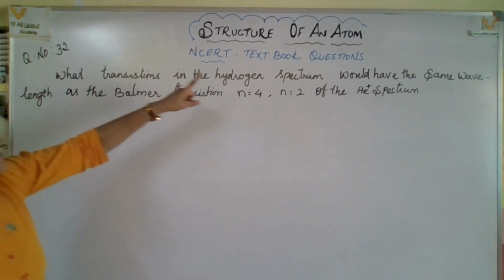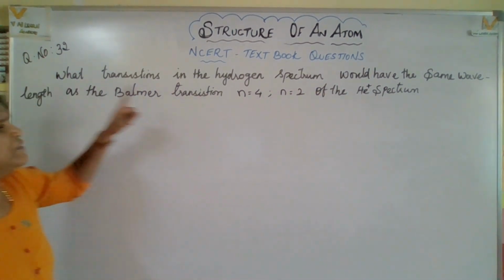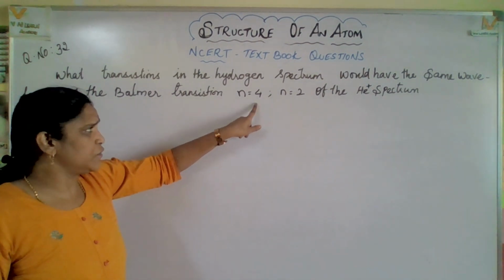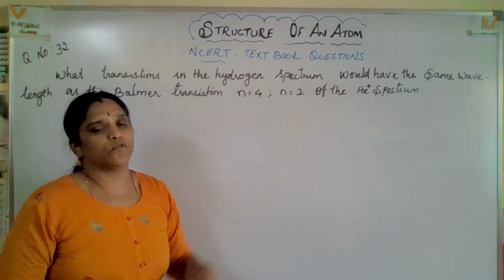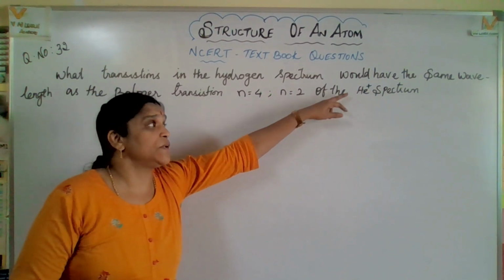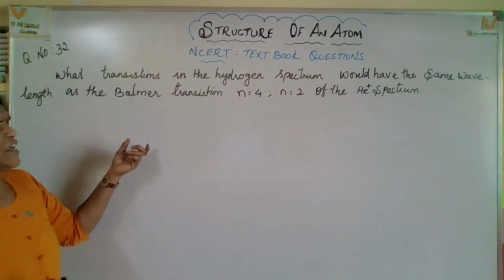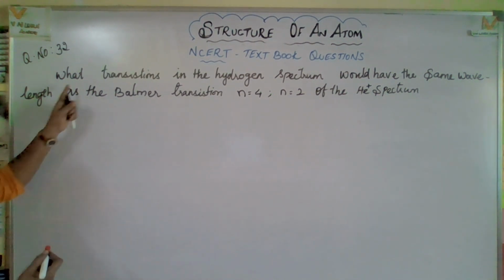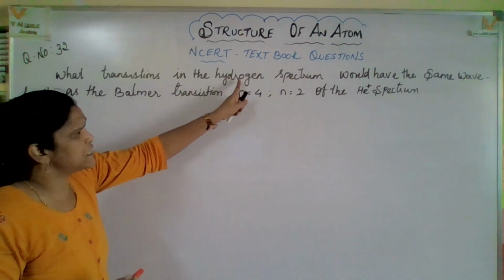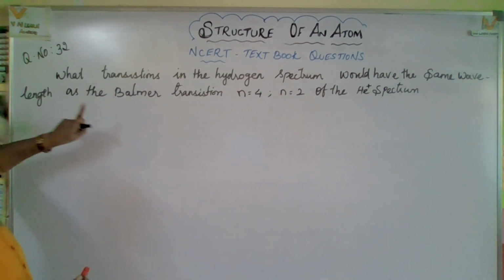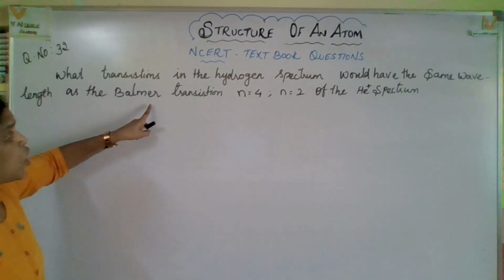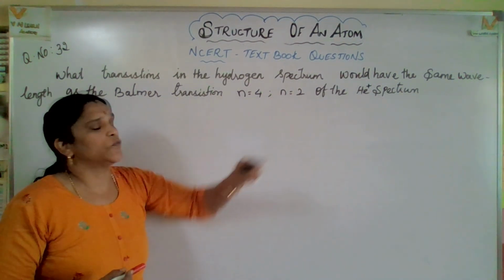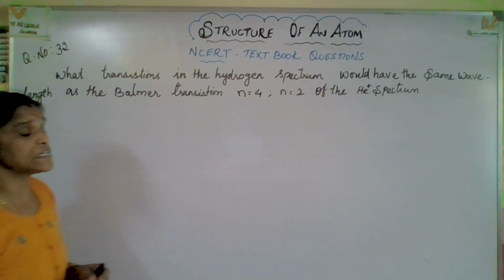What transition in the hydrogen spectrum would have the same wavelength as the Balmer transition n equal to 4 to n equal to 2 of the helium spectrum, that is the He+ spectrum? Let us check whether it is the same wavelength or not according to this question. So this is for the transition of the hydrogen spectrum, and that would have the same wavelength as the Balmer transition n equal to 4 to n equal to 2 of the He+ spectrum.